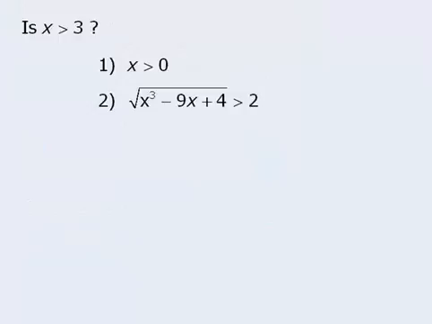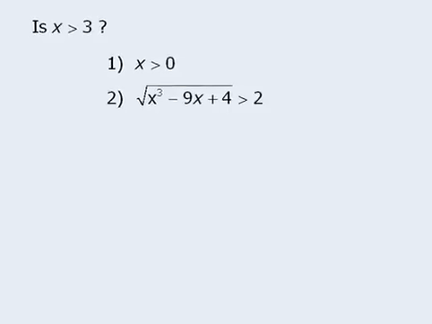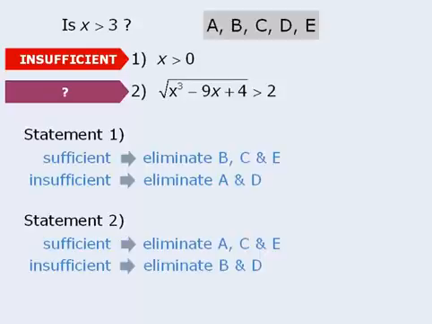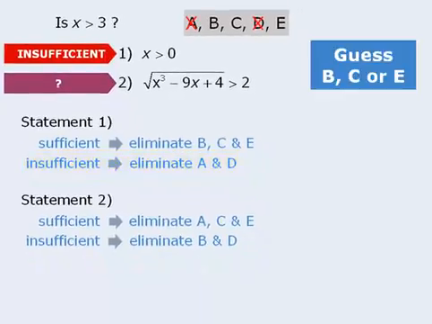Here we want to determine whether x is greater than 3. Statement 1 tells us that x is greater than 0, so it is not sufficient. Now, statement 2 looks very confusing, so let's say that we are unable to determine whether or not this statement is sufficient. At this point, we must guess, so what are the possible guesses? Well, the elimination method tells us that if statement 1 is insufficient, then we can eliminate answer choices A and D. When we do this, 3 answer choices remain, so we will guess B, C, or E. Now, for the record, the correct answer here is C, and I will leave it to you to confirm this.